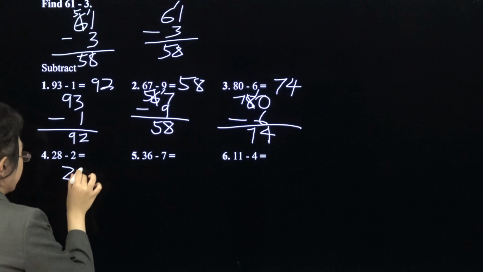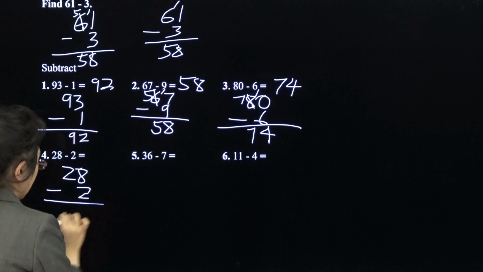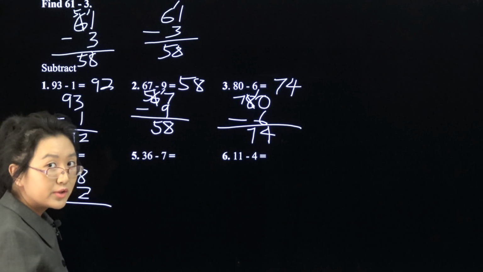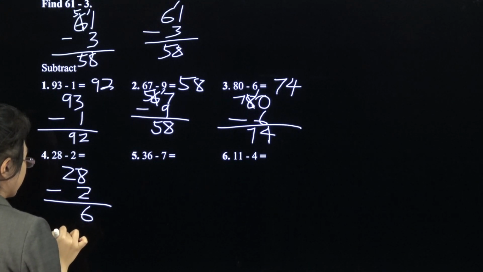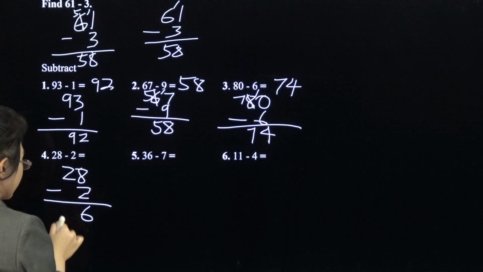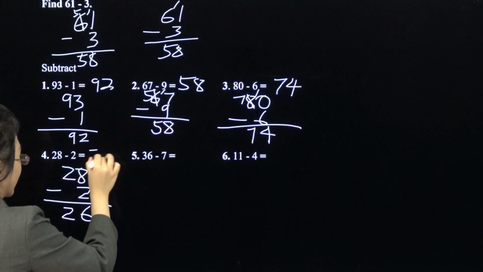28 minus 2. You line them up, and 8 minus 2. You don't need to regroup for that. So 8 minus 2 is 6. And then 2 minus nothingness is still 2. That's 26.